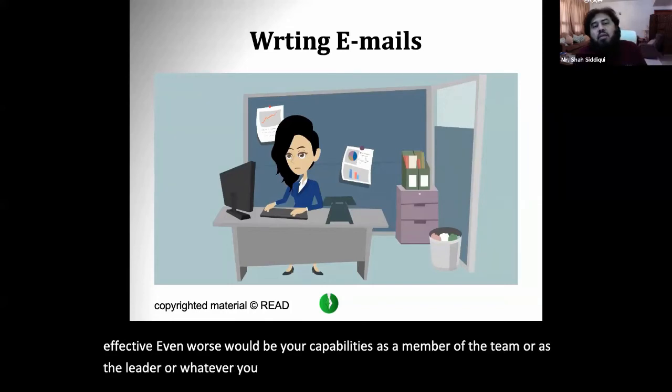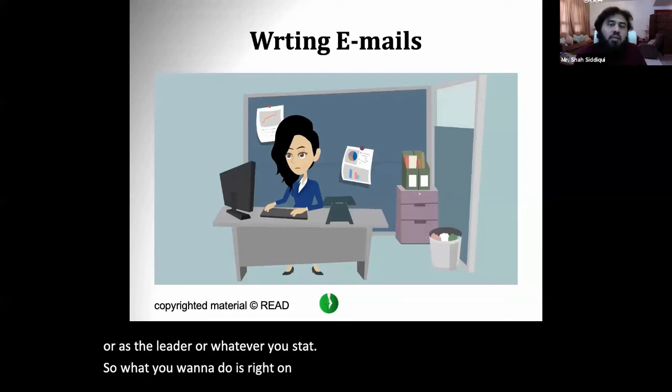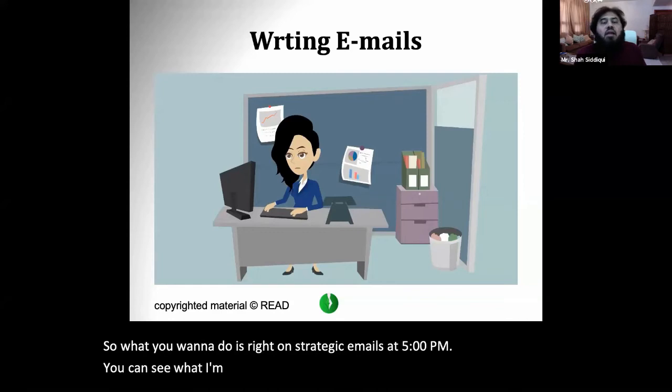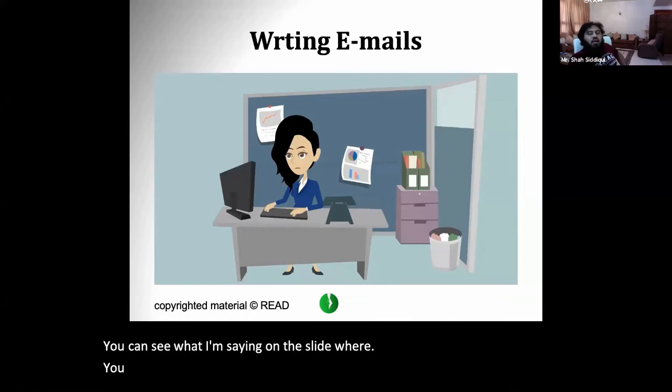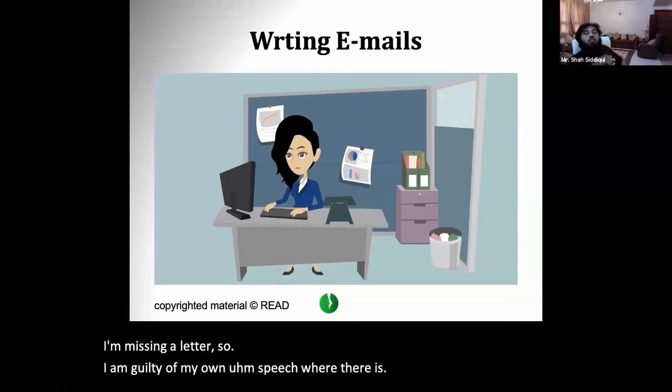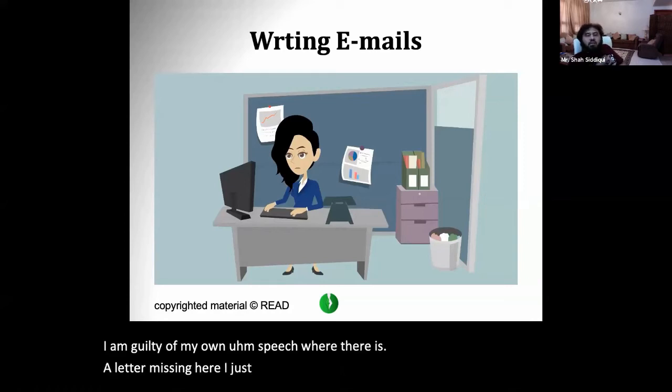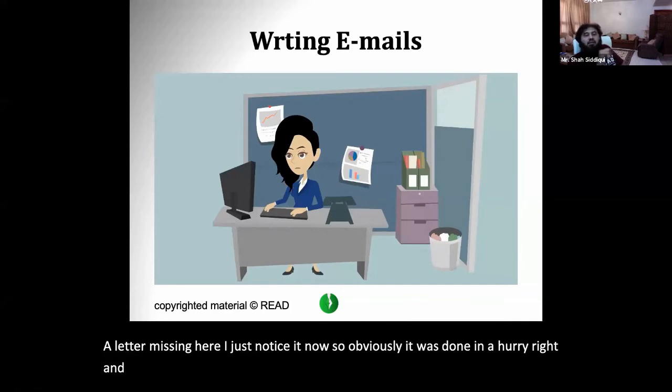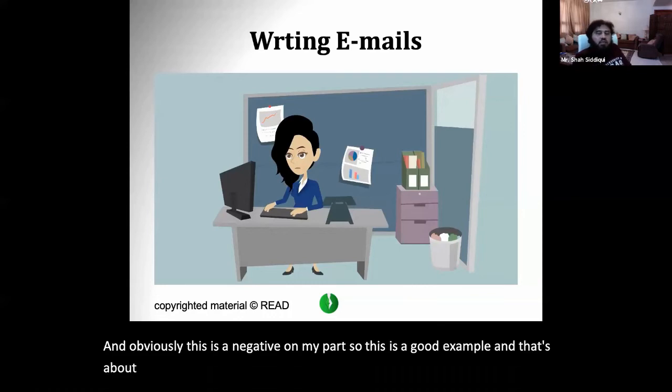So what you do not want to do is write unstrategic emails at 5 p.m. You can see what I'm saying on the slide, where I'm missing a letter. So I am guilty of my own speech, where there is a letter missing here. I just noticed it now. So obviously it was done in a hurry, right? And obviously, this is a negative on my part. So this is a good example, and that's about how much I can emphasize it.